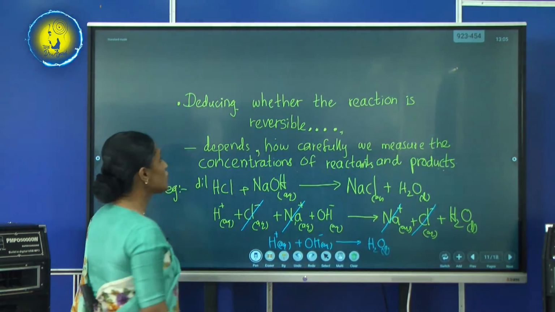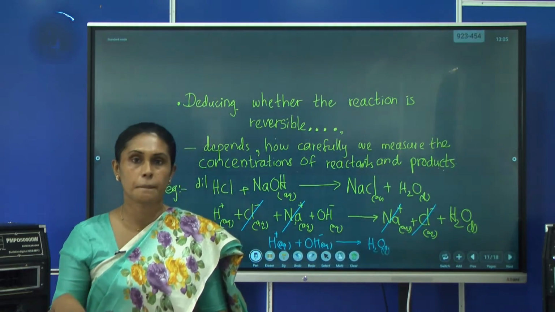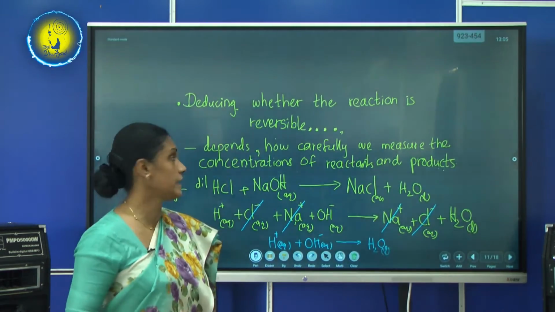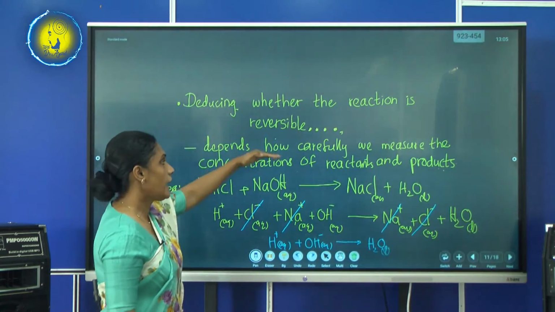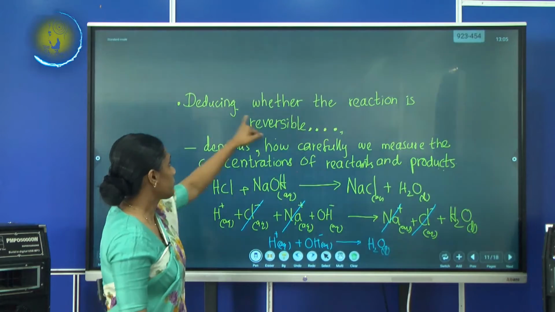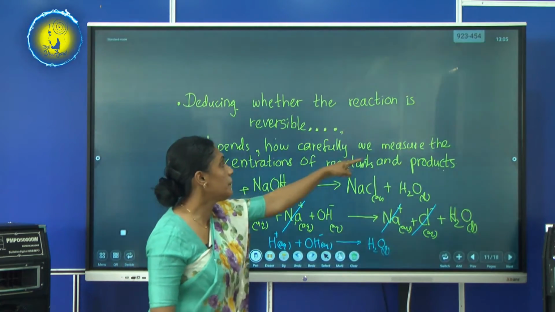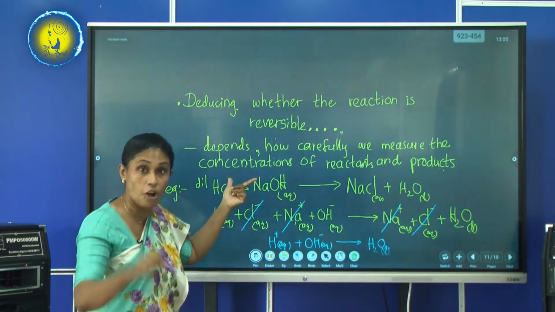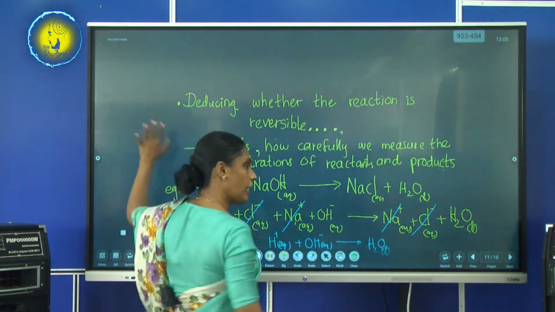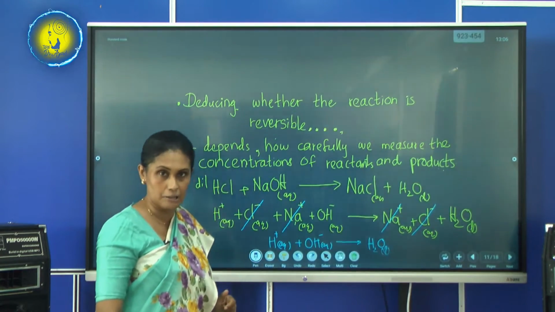Deducing whether the reaction is reversible. It's very important for us because not every reaction is reversible, right? So we have to deduce, we have to find it out. So see, I wrote a small summary. Whether the reaction is reversible depends on how carefully we measure the concentrations of the reactants, your left hand side, and the products, your right hand side.